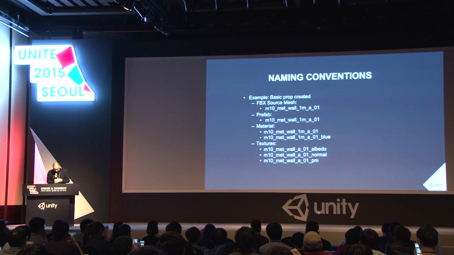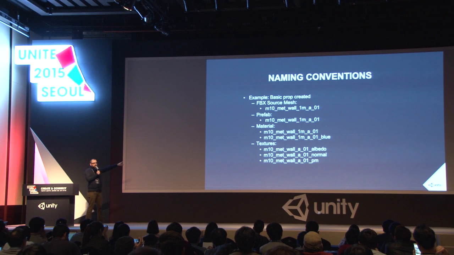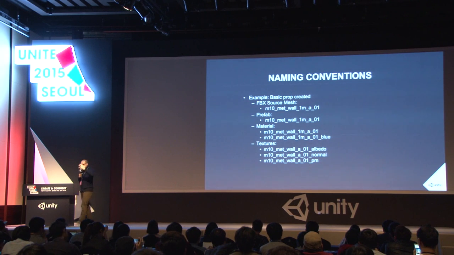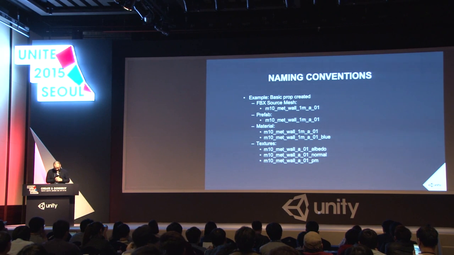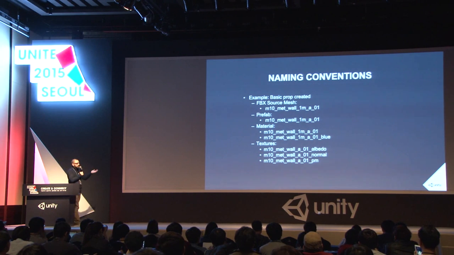For example, M10 is the name of the area. Met stands for metamorphosis, which is another subsection of that area. Obviously, you can name it whatever you want, but make sure it's consistent.